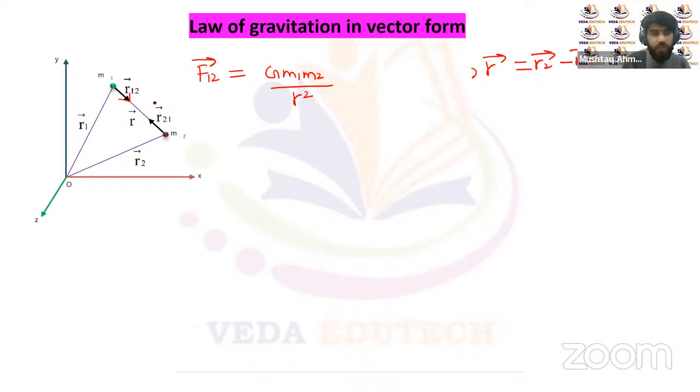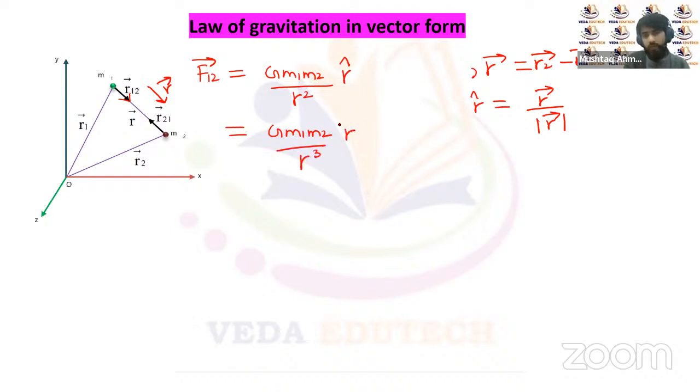If this is the direction of the r vector, then the force on 1 because of 2 will be along the direction of the unit vector of this r vector. It will be G m1 m2 upon r square multiplied with the unit vector r cap. We can write this unit vector r cap as r vector upon mod of r vector. Or we can write it as G m1 m2 upon r cube multiplied by this r vector.